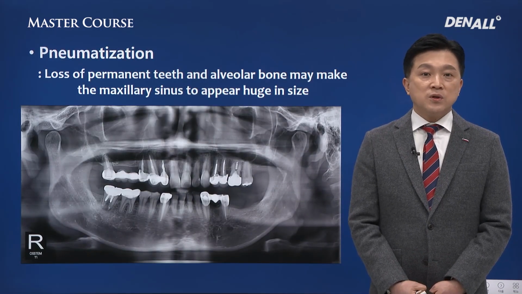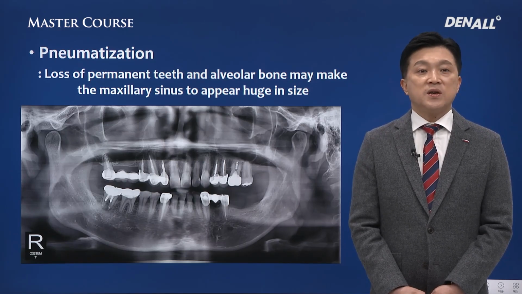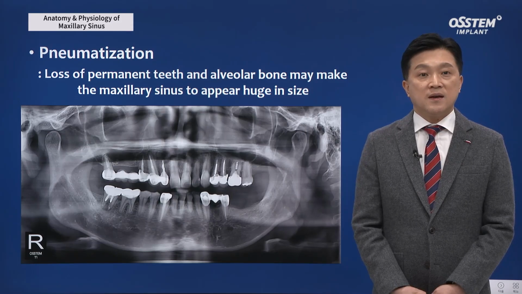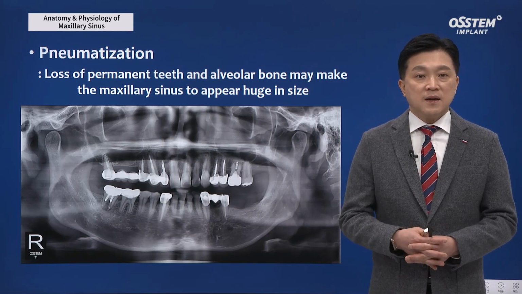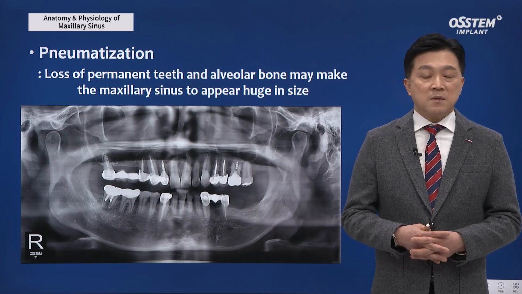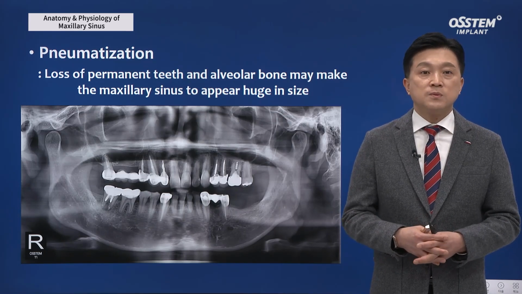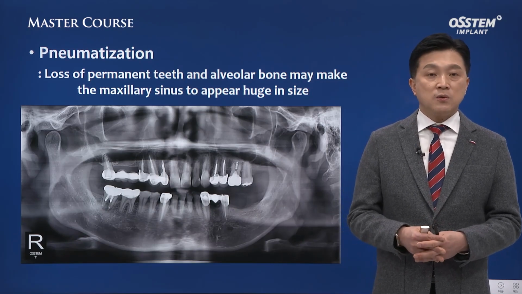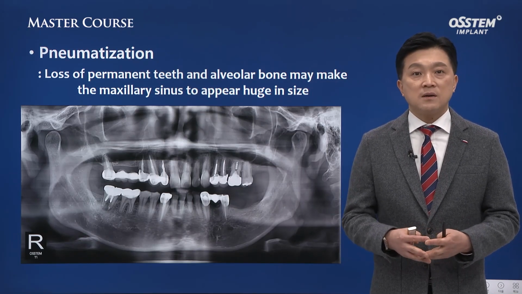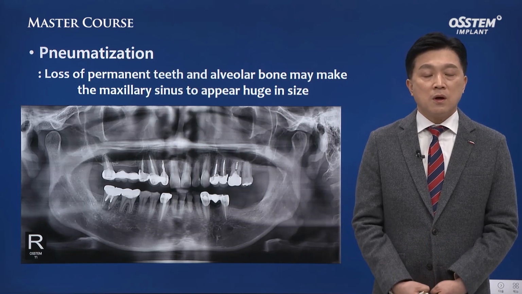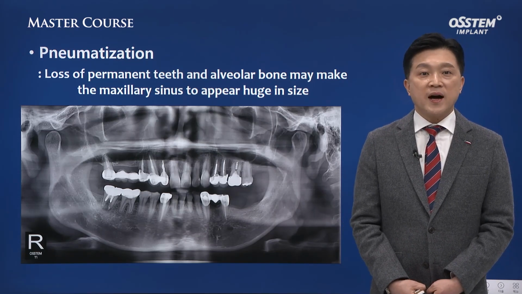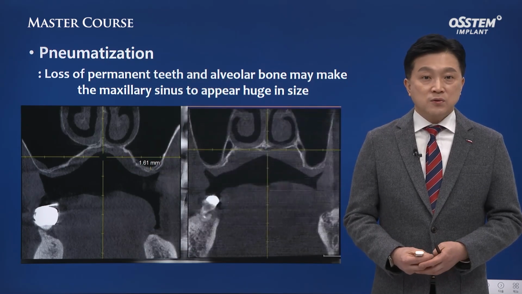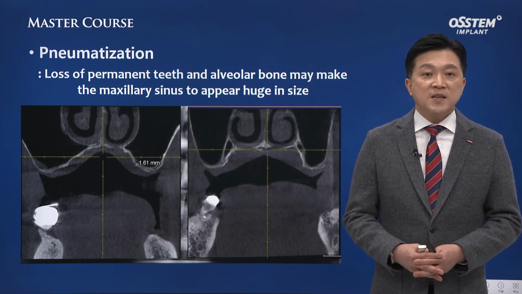Let's look at the characteristics of the sinus. Throughout the course of our life, pneumatization continues to occur. Pneumatization accelerates after extraction or loss of tooth. Through pneumatization, the size of the sinus increases. At times, we can come across sinus with a very thin bone lining.